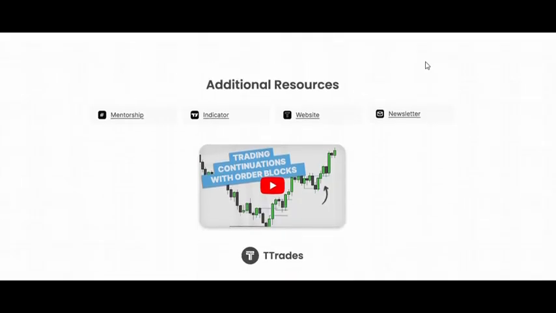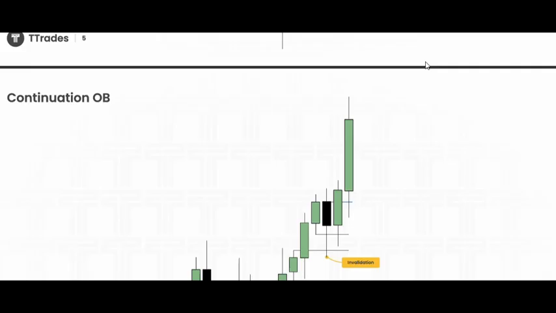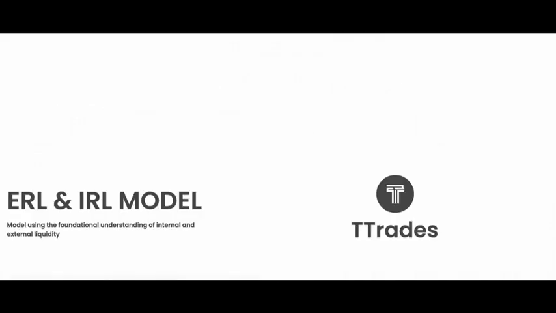All right, so we are done with order blocks. Our next lesson is going to be on trading internal range liquidity to external range liquidity. So far, what we have learned, we are going to learn how to apply it with a model. What I taught you is not how to trade, it's just understanding the important levels that you would need to create a model.